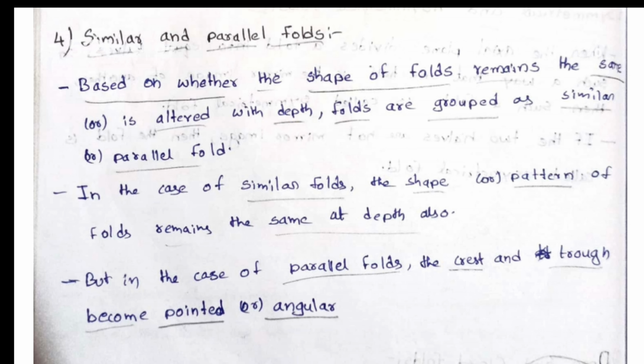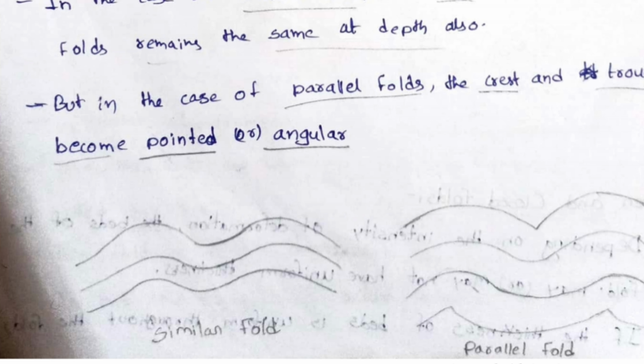Next, similar and parallel folds. Based on whether the shape of the fold remains the same or is altered with depth, folds are grouped as similar or parallel folds. In the case of a similar fold, the shape or pattern of the folds remains the same at depth also. But in the case of a parallel fold, the crest and trough become pointed or angular like this.